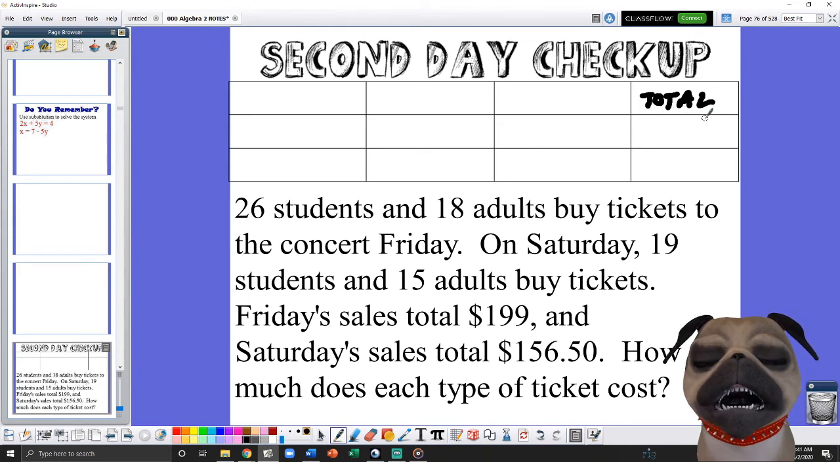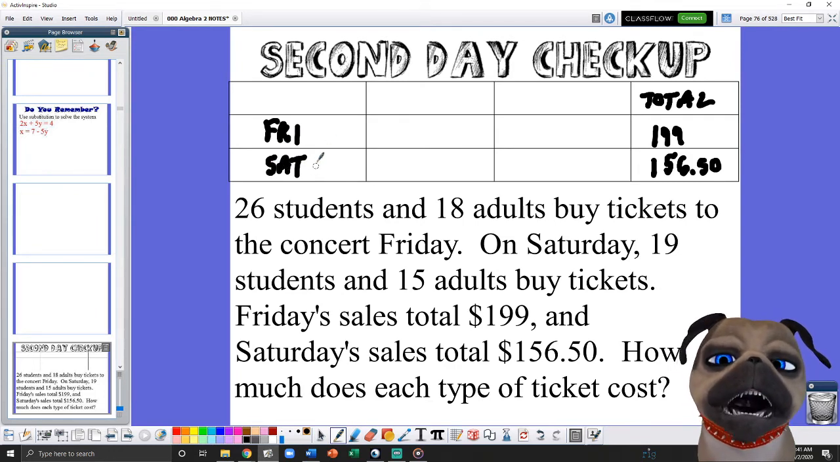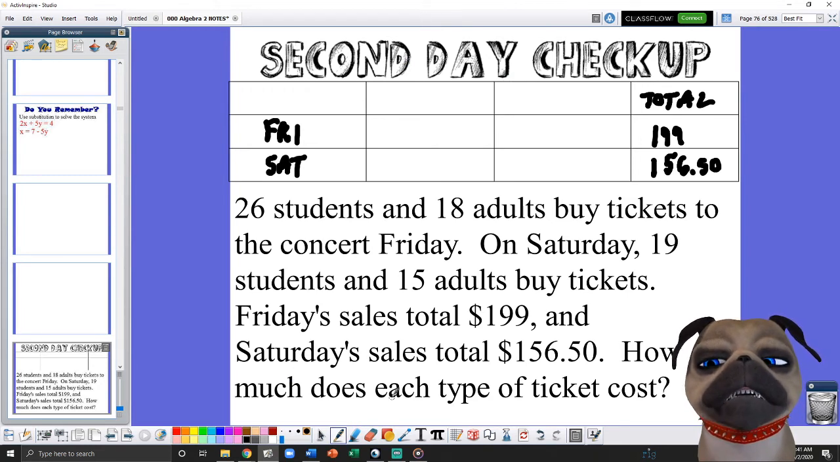Alright, I spotted you that one. It's a total. So what are my two totals? Well, hopefully you guessed it was $199 and $156.50. Those are my two totals. $199 is my total for Friday, and the other one is my total for Saturday. Next, I'm going to try to figure out what the question is asking me for, and it says, how much does each type of ticket cost?